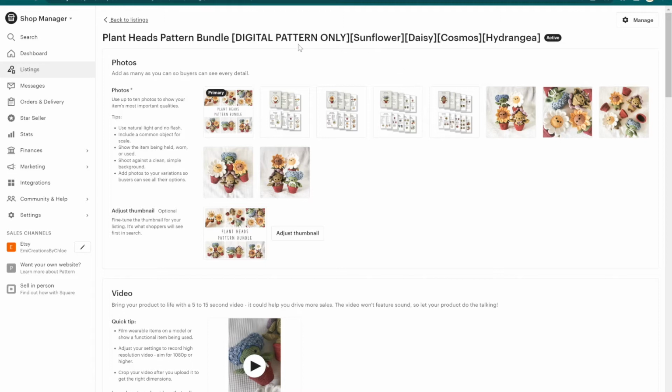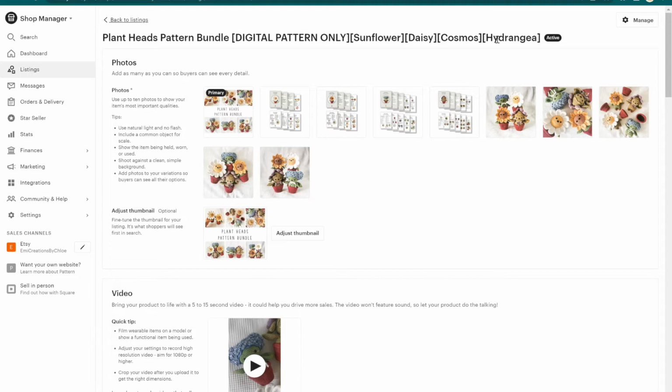So here is my plant heads pattern bundle. This is a digital pattern that I created, which has 4 different patterns within one pattern set. The first thing I'll talk about is your heading. There is actually a limit to how much you can type in for your heading, and usually with your heading you want to put in the most important information. So with this pattern, it is a plant heads pattern series and it is a digital pattern.